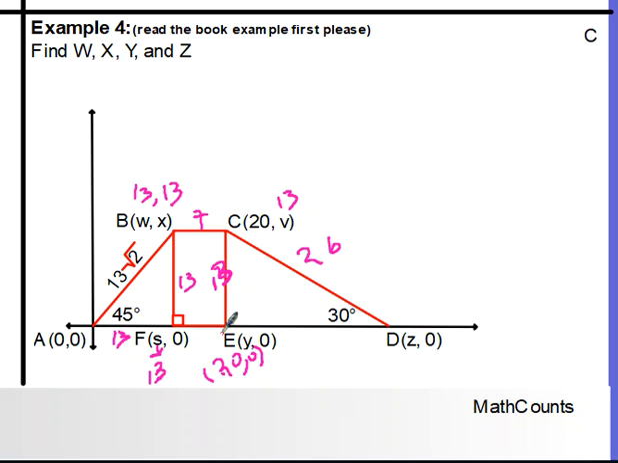And now, what is this distance from here to here? Well, it's 13 times the square root of 3, based on what I know about the 30, 60 right triangle, which means that if we're at 20, comma 0 here, we're adding 13 root 3 to my 20, that means z has to be 20 plus my 13 square root of 3. And now we've found all the missing values.